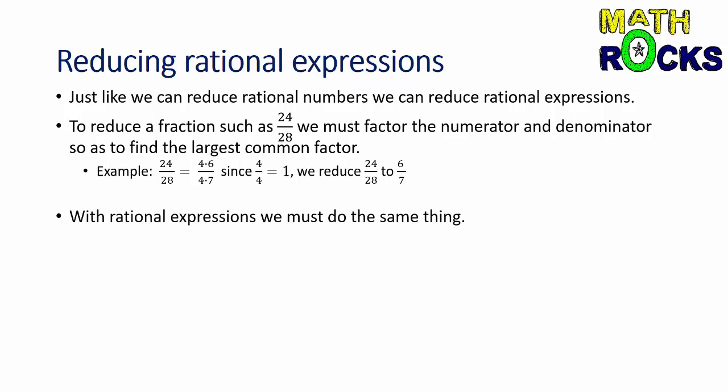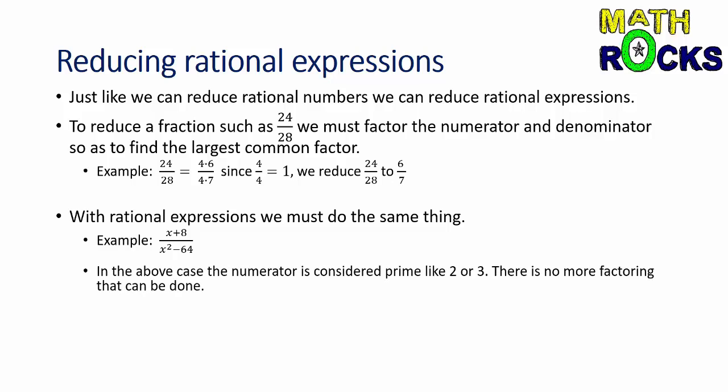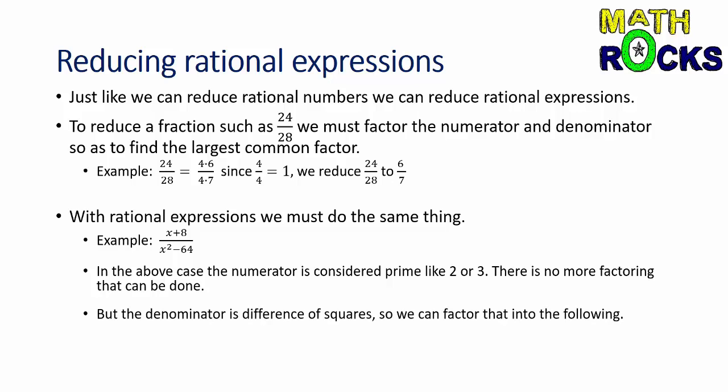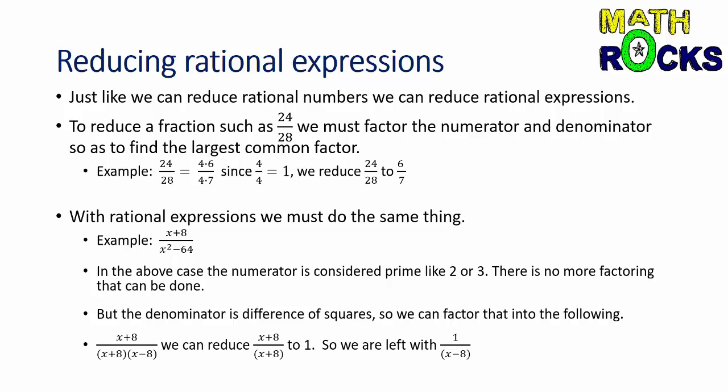With rational expressions, we must do the same thing. So let's take the example of x plus 8 over x squared minus 64. In the above case, the numerator is considered prime, like 2 or 3, because there's no more factoring that can be done. X plus 8, that's it. But the denominator is a difference of squares, so we can factor that. We can change the bottom into x plus 8 times x minus 8.